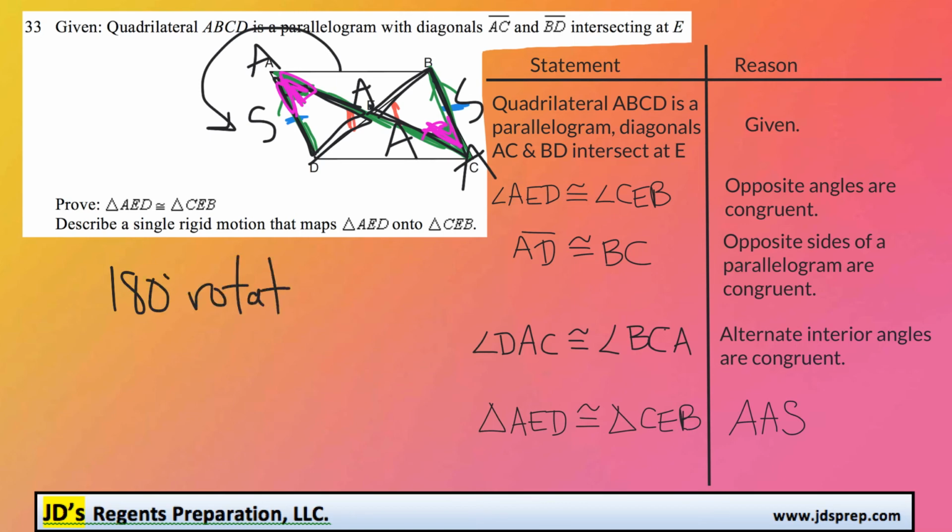And we should also state around which center. So it's a 180-degree rotation about the vertex point E. And that, of course, is the very center there. So hopefully you're able to visualize that, and that makes sense for you.